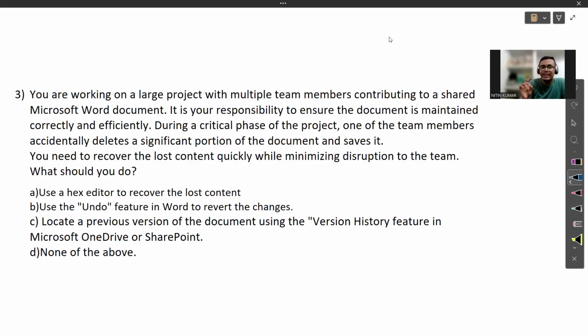Now the condition arises for me that you need to recover the lost content quickly while minimizing the disruption to the team. What should you do? So my task is that I have to restore the data quickly. I do not have that much time. Let's say I can't take 3 or 4 days off to write all that again so that we can work again. No, I have to restore it quickly.